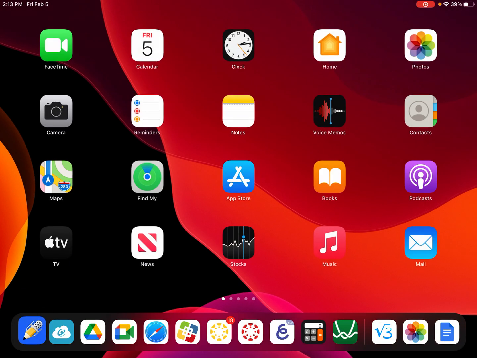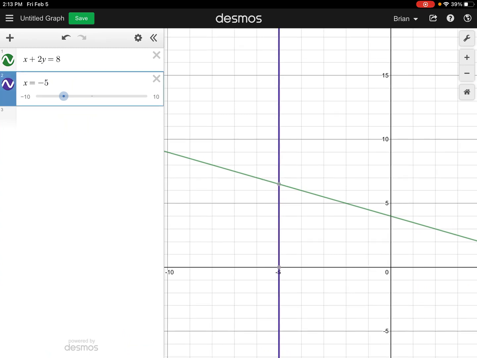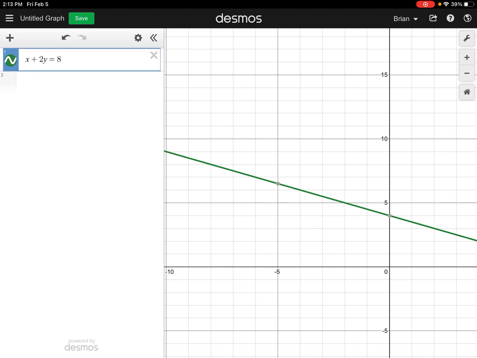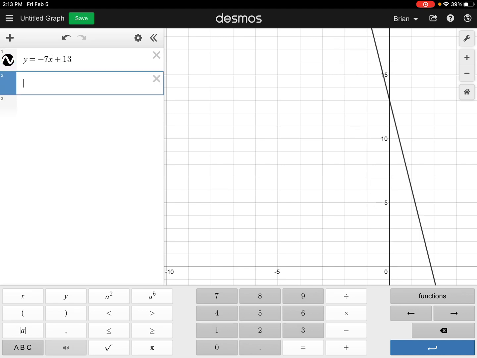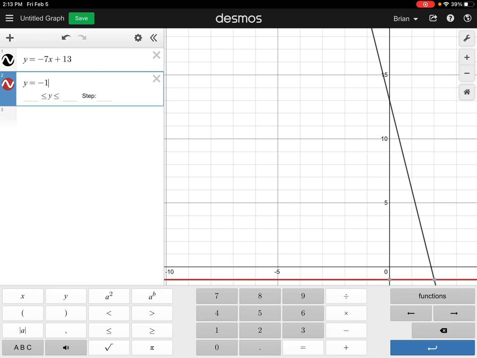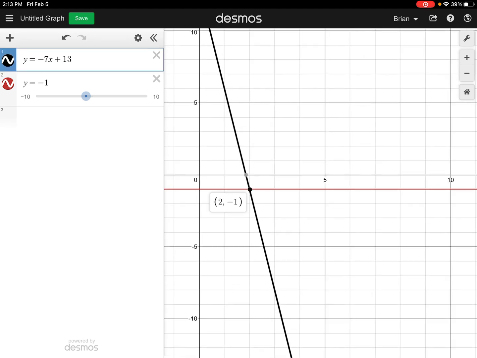Let's go see. Back over to Desmos. We'll erase the lines that are there if I can get it to delete. There we go. So our first line was y equals -7x plus 13. And then the second one was y equals -1. All right, so let's just look. Here's my two lines. I can see it looks like they're crossing right here. Let me just touch on that. 2, -1, which is, I believe, what we had, right?